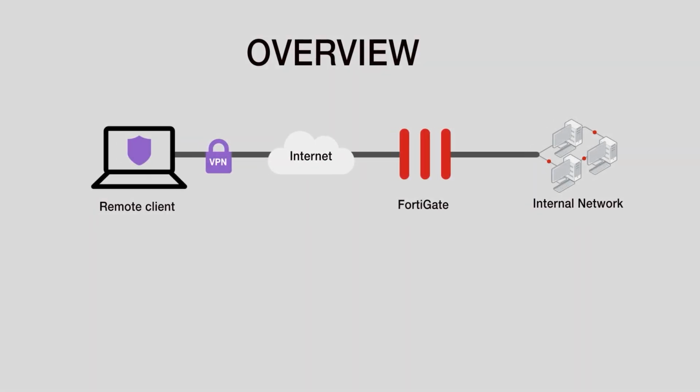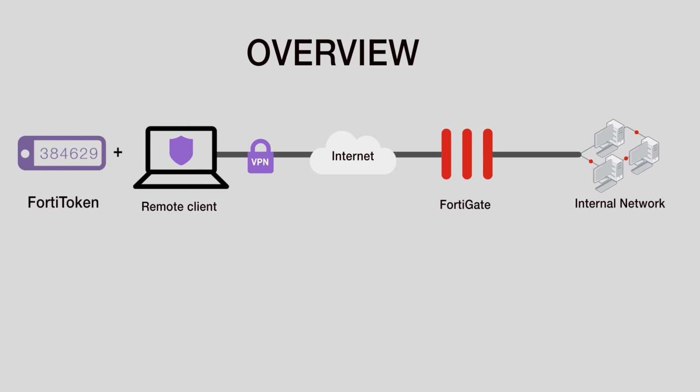In this video, we will show how to add a FortiToken two-factor authentication to a remote VPN user. The steps are the same for both the IPsec and SSL VPN users. First, we will add the FortiToken two-factor authentication on the FortiGate side, and then we will install the FortiToken Mobile app on the remote user computer.